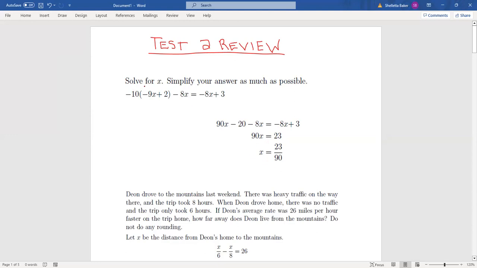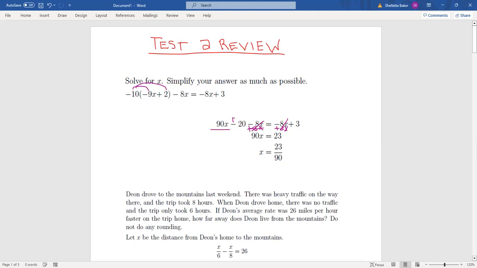So first we want to distribute this -10, and when we do that distribution, we'll get 90x minus 20, and then we carry down the minus 8x equals 8x plus 3 on the right side. We combine like terms, 90x minus that 80x. And then we're also going to carry over this positive 8x. So you notice the 8x's are going to cancel when I add 8x over here on the left side. So that just leaves me with 90x.